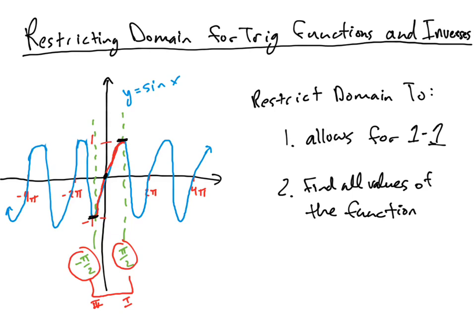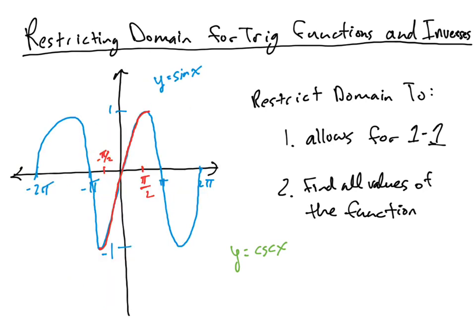All right, so let's go back to the sine graph and let's look at the reciprocal of sine, which is y equals cosecant. Let's look at what that graph looks like. I wanted to redraw this sine graph with our restricted area from negative pi over 2 to pi over 2. Again, this allows for the function sine of x to be 1 to 1 and to give us all the values of the function from negative 1 to positive 1.